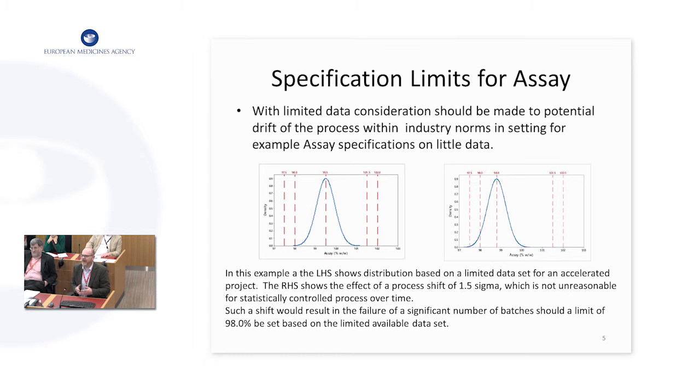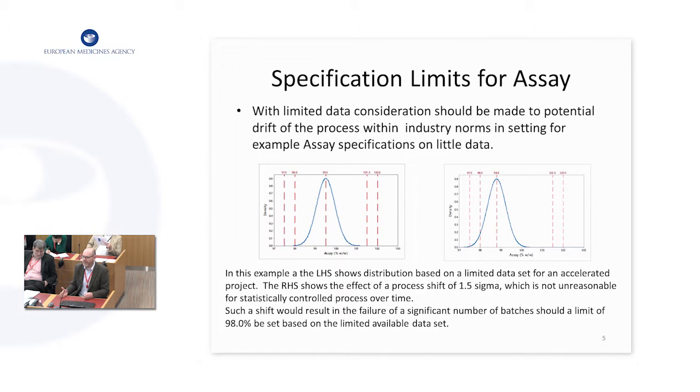And really just to emphasize that a little bit more, and I'm no statistician, but talking to my colleagues within stats, one of the things they say is that, particularly if you look at something like a specification for an assay, if you do that on the basis of the distribution that you see on a limited data set for an accelerated product, what you see is a process shift potentially of anything up to 1.5 sigma. And apparently that's fairly typical.